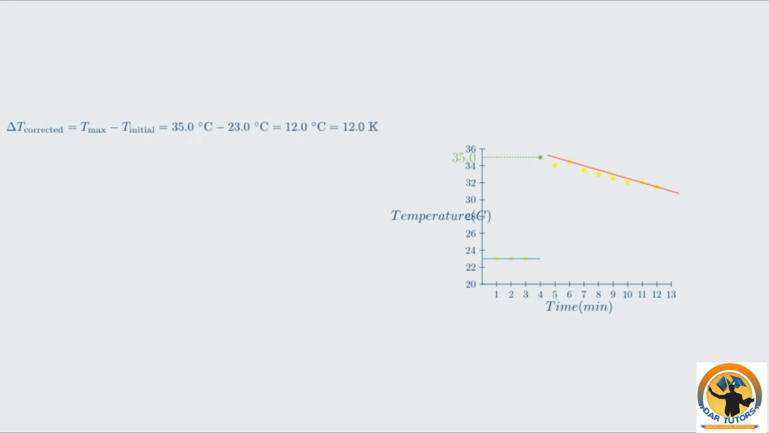The initial temperature was 23.0. So our corrected temperature change, delta T corrected, is 35.0 minus 23.0, which equals 12.0 degrees Celsius. Now we have a more accurate temperature change to use in our calculation. Let's complete our calorimetry calculation. We have our corrected temperature change, 12.0 degrees Celsius.